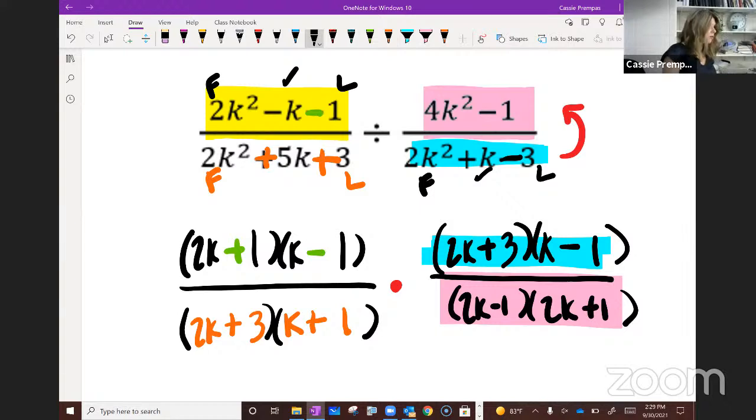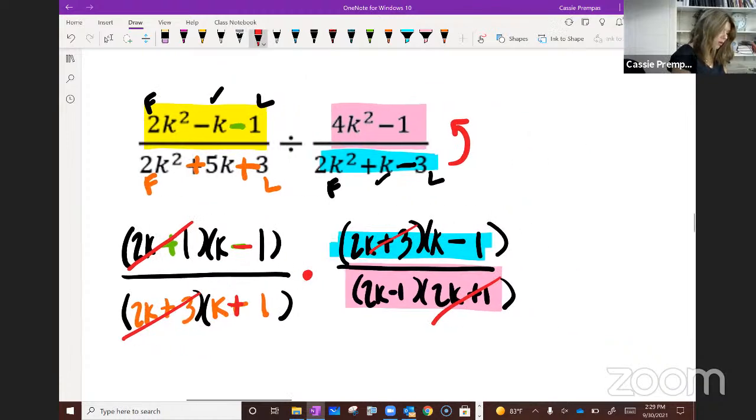And now I can start reducing. Let's see what we can reduce. Can I reduce the 2k plus 1? Is there one diagonally to it or up and down? Yep, diagonally. How about the k minus 1? Is there one diagonally to it or up and down? No, and I love that you guys know that k minus 1 is different than k plus 1. We cannot touch those. How about the 2k plus 3? Yep, we can reduce that.